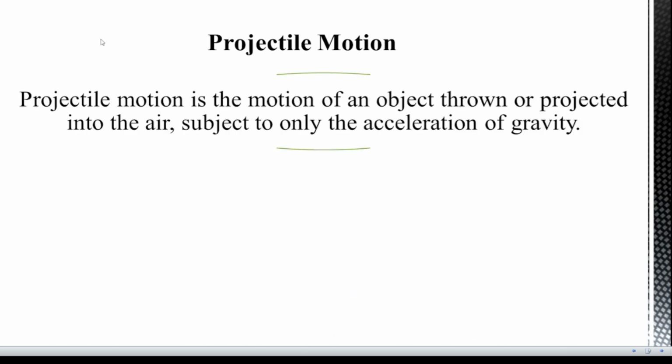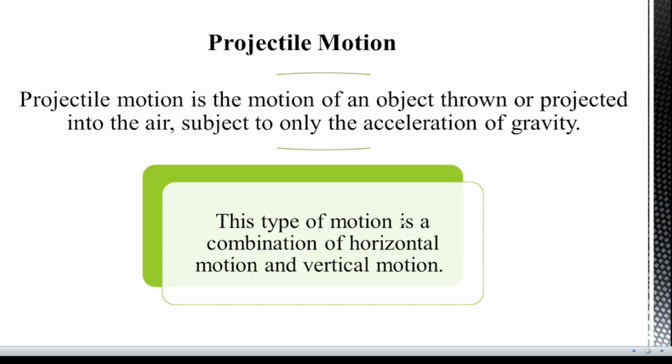But in most basic calculations, air resistance is ignored. Great. If so, what is projectile motion? Now, projectile motion is the motion of an object thrown or projected into the air, subjected to only the acceleration of gravity. This type of motion is a combination of horizontal motion and then vertical motion.